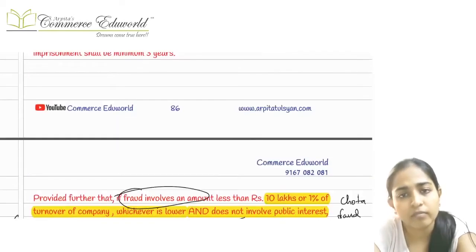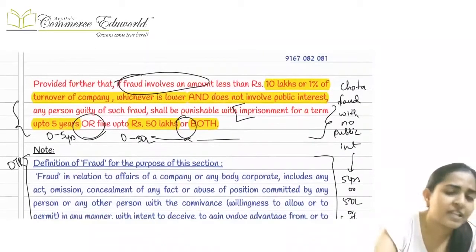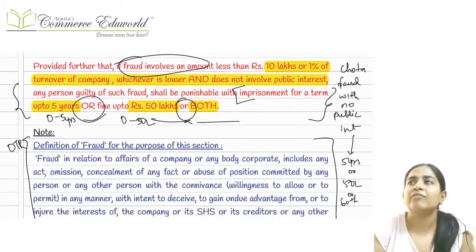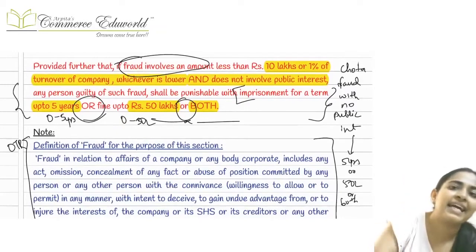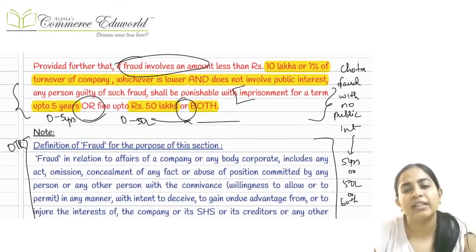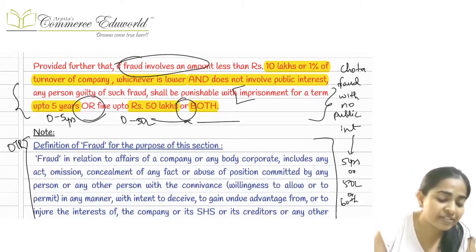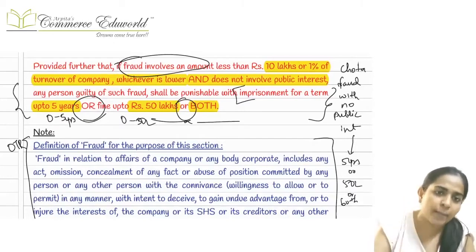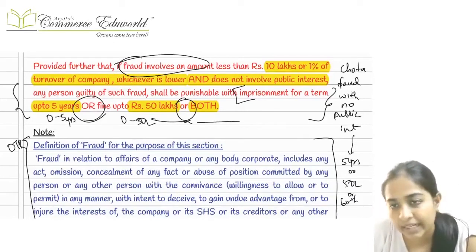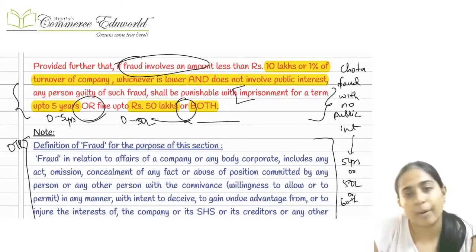that is the amount involved in the fraud, which can go up to 3 times the amount involved in the fraud. Then next one, suppose the amount involved in the fraud is lesser than the limit. Ma'am, what was that limit? 10 lakhs or 1% of the turnover of the company, whichever is lower. If the fraud is of a smaller amount, that is, even lesser than the limit, then in that case, it is a compoundable offense.